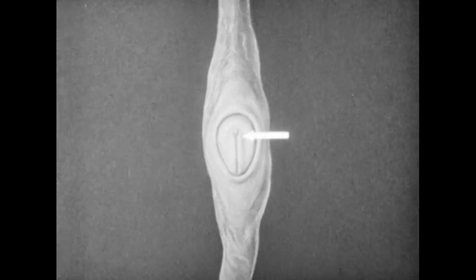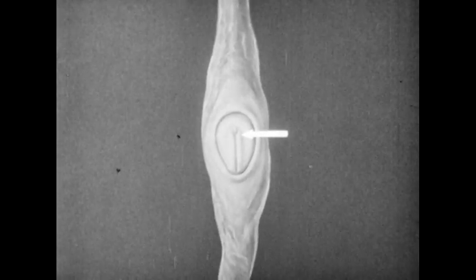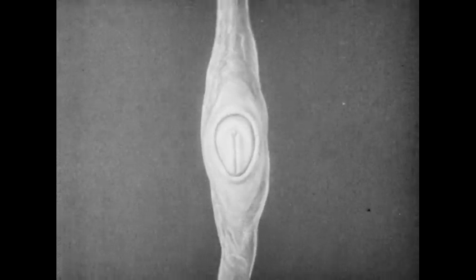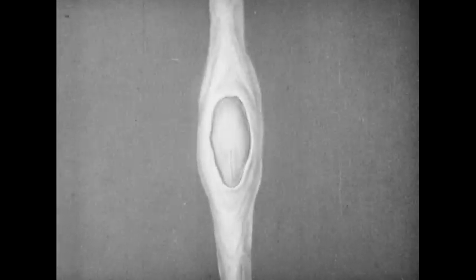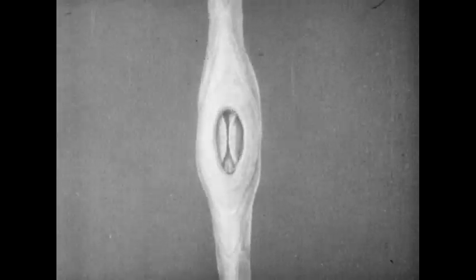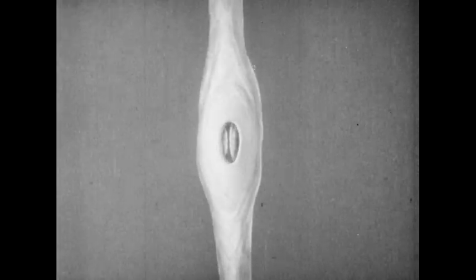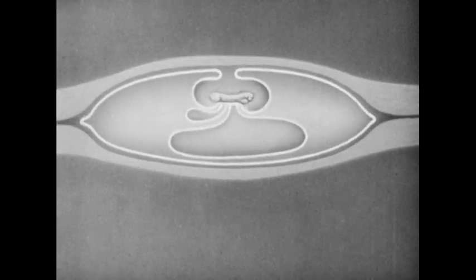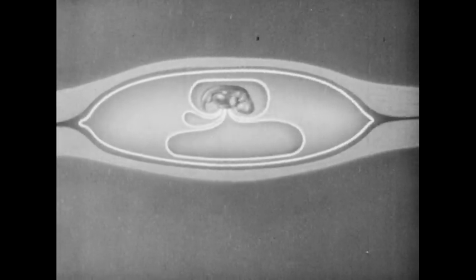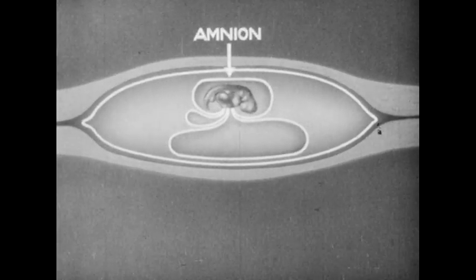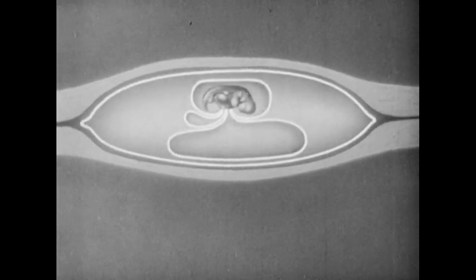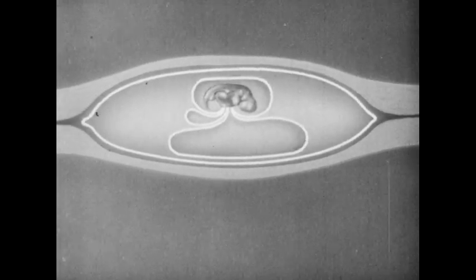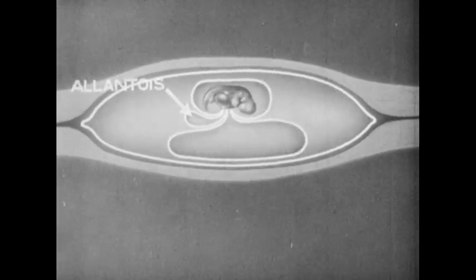Here we see the top view of an early pig embryo removed from the uterus. Certain important membranes have started to develop. Here we see the folds of these membranes growing up around the embryo from all sides. They finally meet above the embryo, forming an outer membrane and an inner membrane, the amnion. Below the embryo is the yolk sac, an ancestral remnant. Note the smaller sac, the allantois.